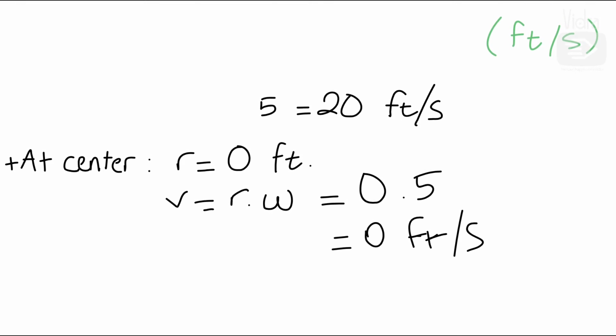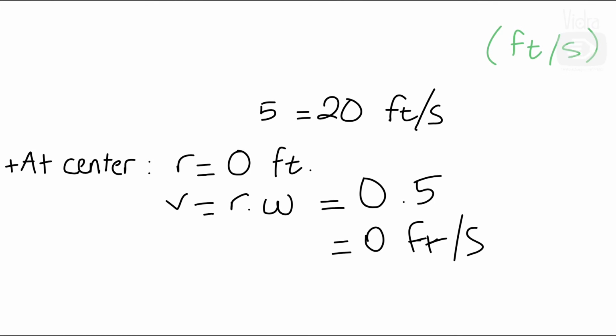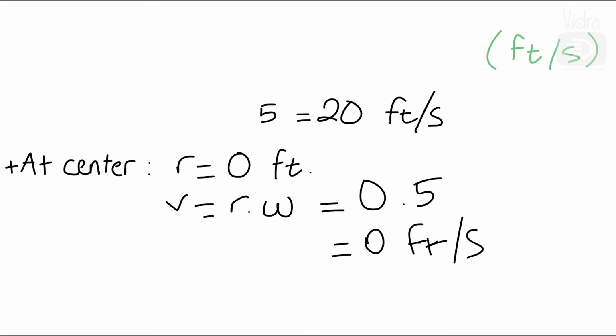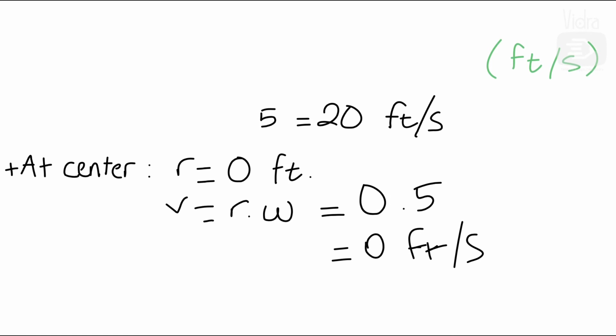At the center, radius equals 0 feet. Linear velocity equals radius times angular velocity. So the answer is 0 feet per second.